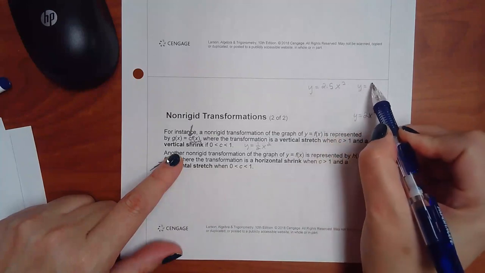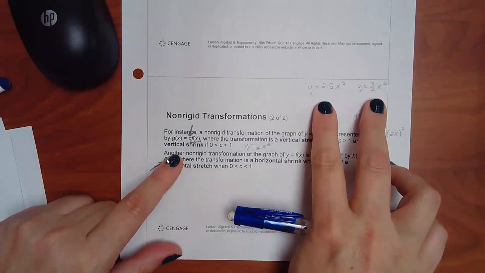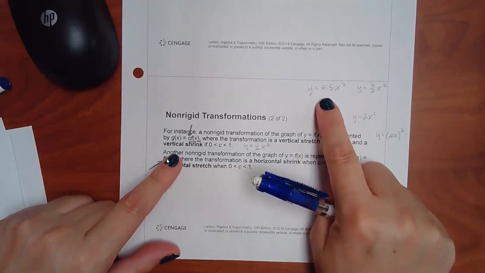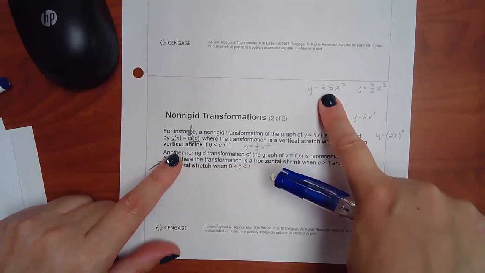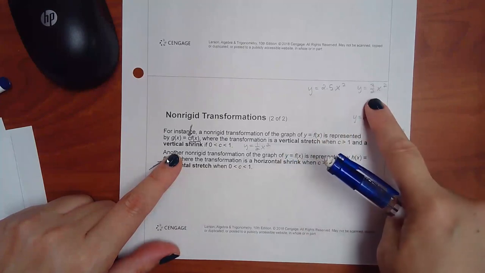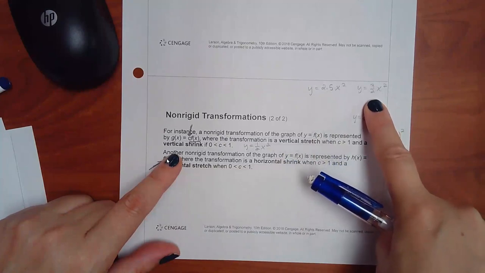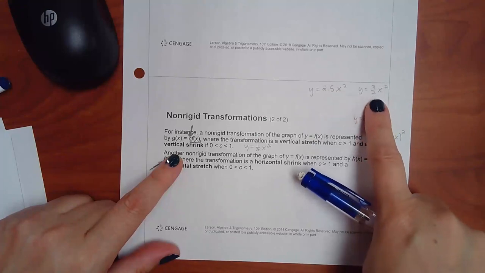Or this one. Would these be shrinks or stretches? This one, would it be a shrink or a stretch? Yes, because this number is bigger than one, isn't it? What about this one? Is this one a shrink or a stretch? It's also a stretch because 3/2 is bigger than one, right? 2/2 is one, and this is more than that, isn't it?